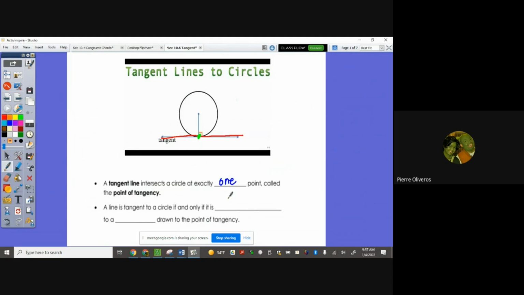A line is tangent to a circle if and only if it is perpendicular to a radius drawn to the point of tangency. Meaning to say, this radius here has to be perpendicular to the line, and that should intersect at the point of tangency.